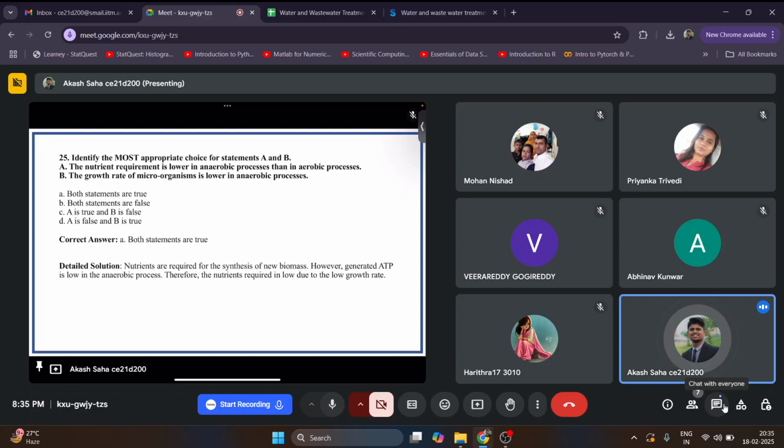Here I have also given that nutrients are required for the synthesis of new biomass. However, generated ATP is low in the anaerobic process. Therefore, the nutrients required are low due to the growth rate.